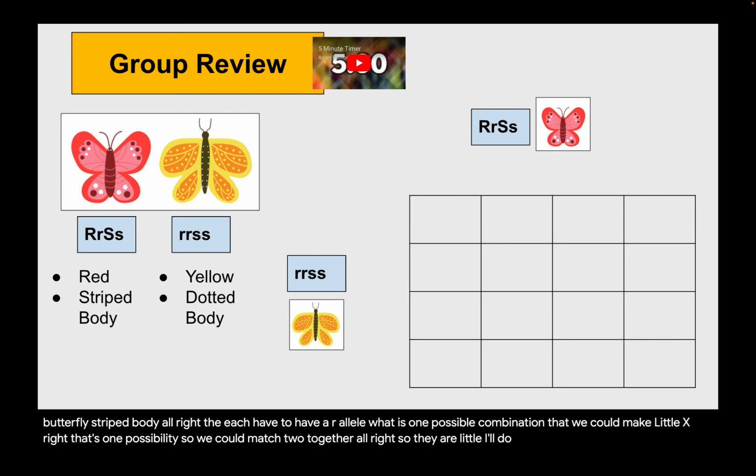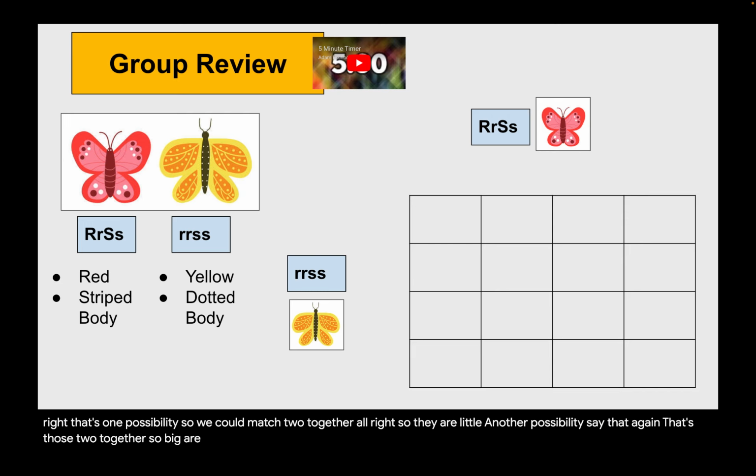Maybe I'll do a different color here. What's another possibility? Big R, big S. Yes. So we can match those two together. What about the little r? We haven't used it yet. Little r, big S, and little r, little s. Yes, those are the other two possible combinations. All right, so we would write those out as well.